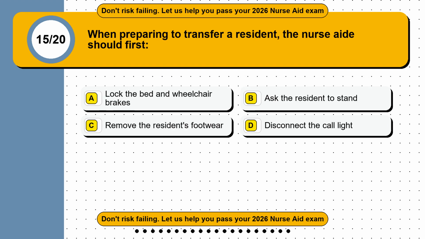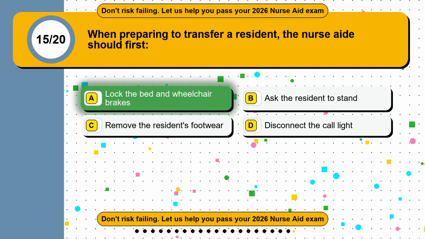Question 15. When preparing to transfer a resident, the nurse aide should first: Option A, lock the bed and wheelchair brakes. Option B, ask the resident to stand. Option C, remove the resident's footwear. Option D, disconnect the call light. The correct answer is option A, lock the bed and wheelchair brakes.